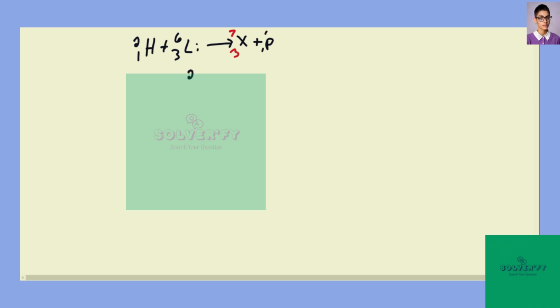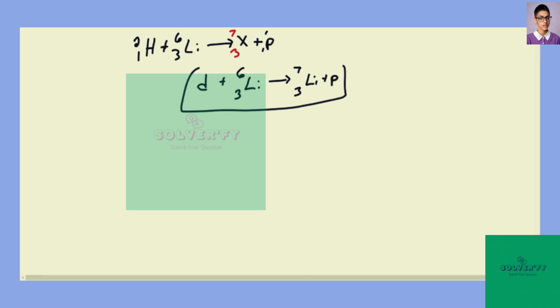And we end up getting 8. And I can actually just write this as D plus lithium-6 equals, can you guess? Lithium-7 plus proton. And that's your reaction here. And then this is what you get for X, okay?